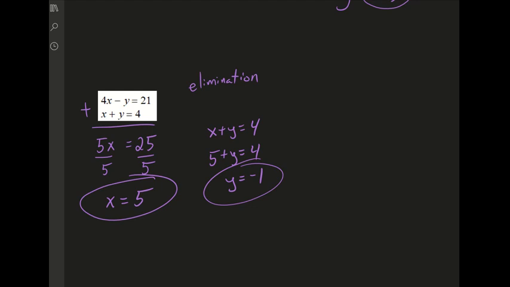The other method that we looked at was graphing. So you'd get them both into y equals form, graph them both, see your intersection, and those coordinates would be your x and y solutions. Now, what we're going to do is look at how to solve these using matrices.